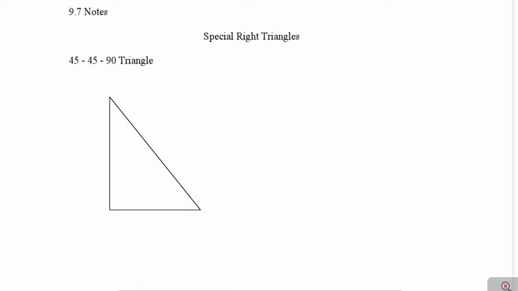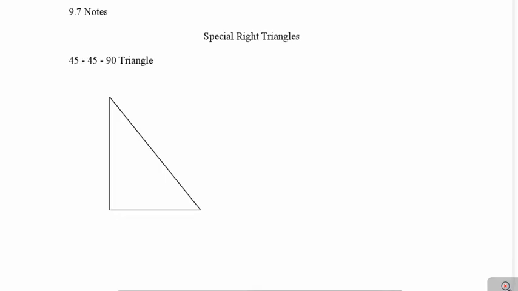In this video, we will be discussing two types of special right triangles. Up until this point, we've always known at least two sides of a right triangle, and then we've either used the Pythagorean theorem or a triple to find the third side. Now, with these special right triangles, you only need to know one of the sides in order to find the other two. So that's why we're calling them special right triangles.